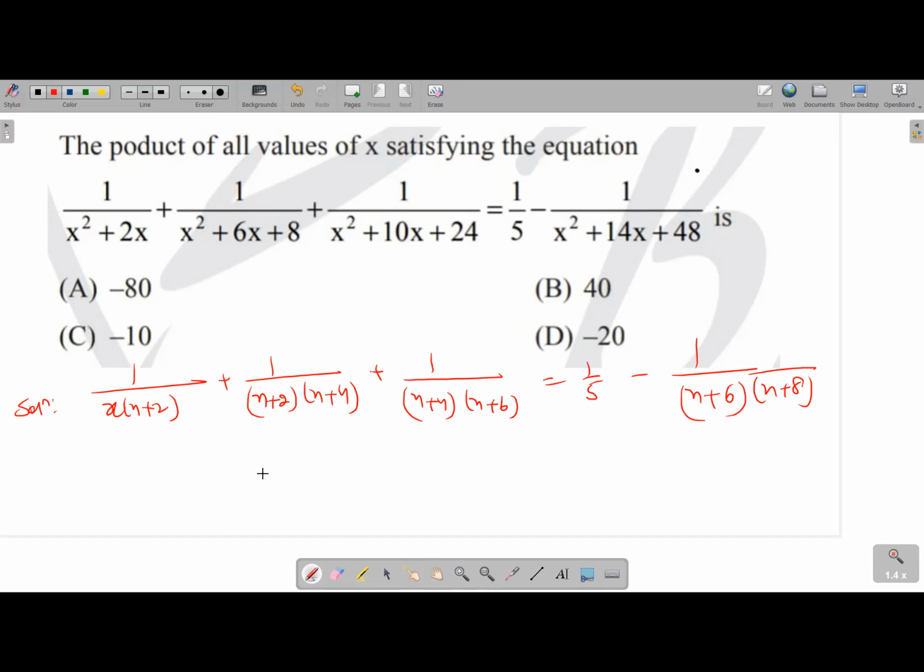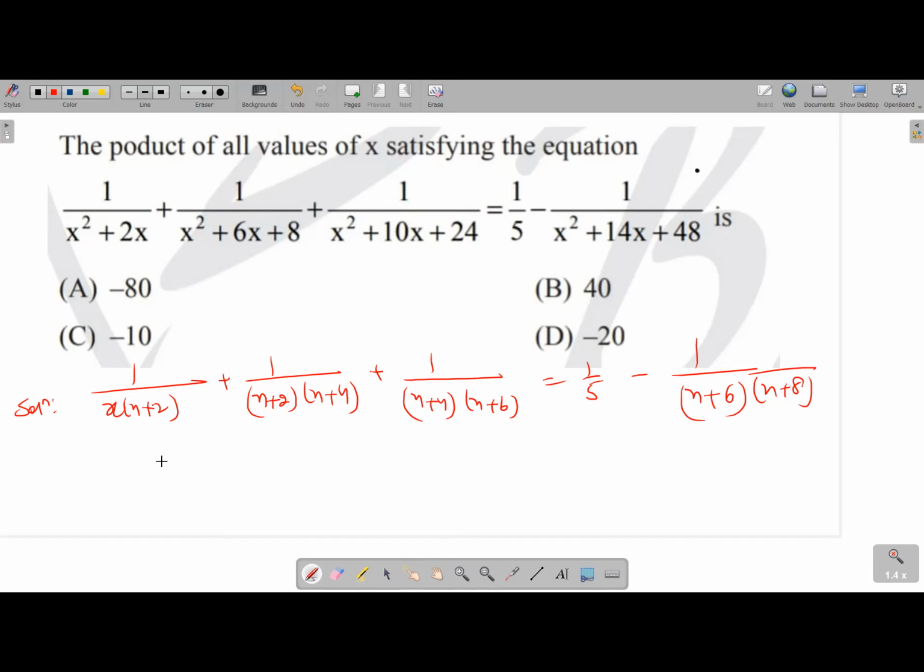Now, remember one thing. When I was teaching you trigonometry, I told you one thing. Whenever you see any two terms in a product in the denominator, always check the difference of these two terms. So if you take the difference, x plus 2 minus x, you will get 2. x plus 4 minus x minus 2, you will get 2. x plus 6 minus x plus 4, you will get 2. This minus this, you will get 2. So in every term, the difference is 2.